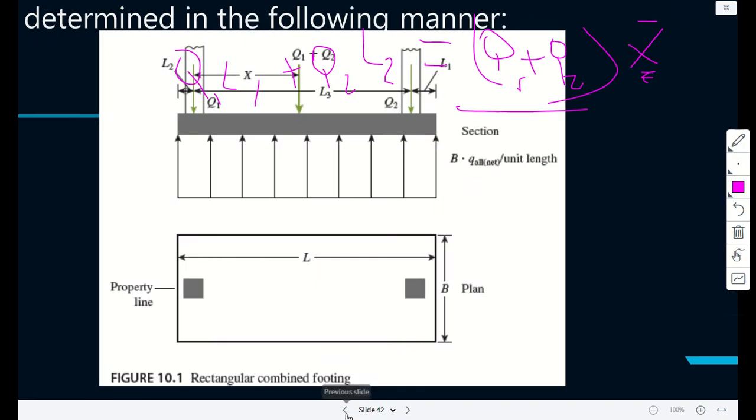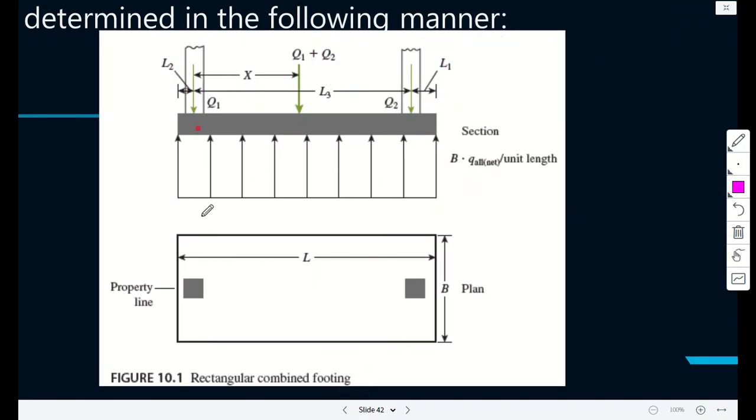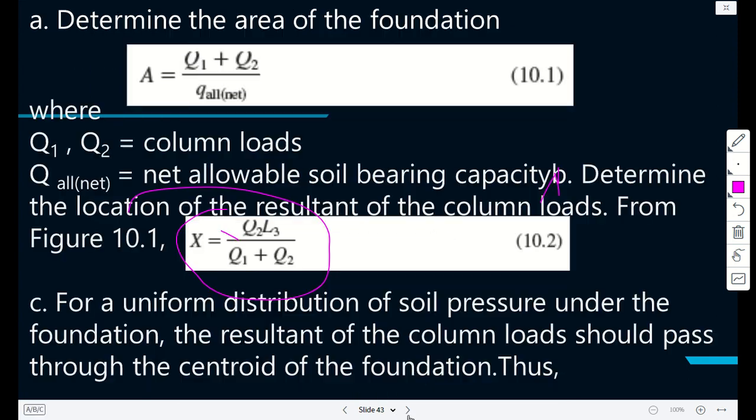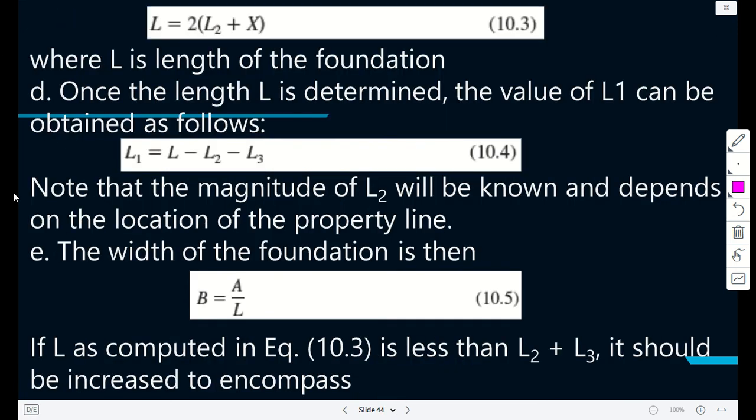So just to be clear, L2 is the distance from the property line, basically. L3, you will already know. Of course, you know L3, the distance between the columns. L2 is the distance from the property line, and then you can determine L1. That's just geometry anyway. And then the width of the foundation will be the area over L. And then this is computed from that equation.